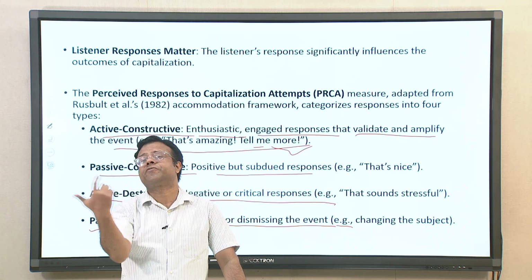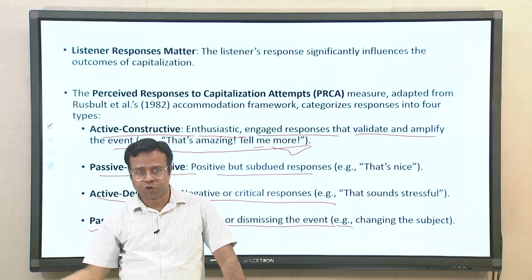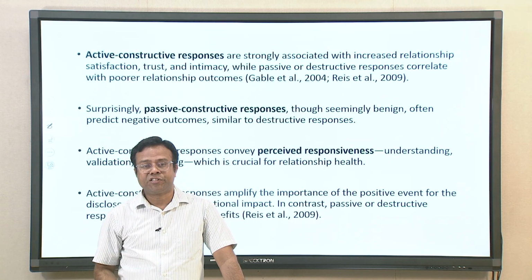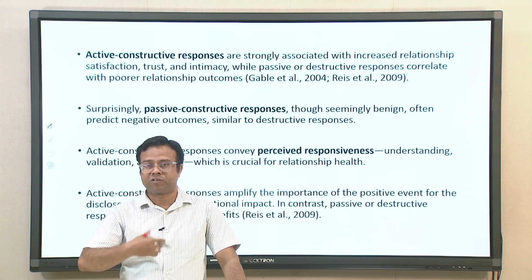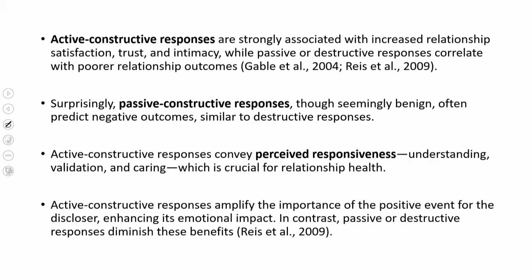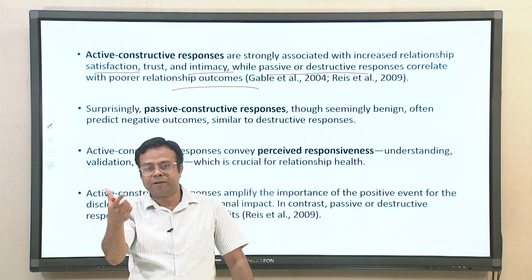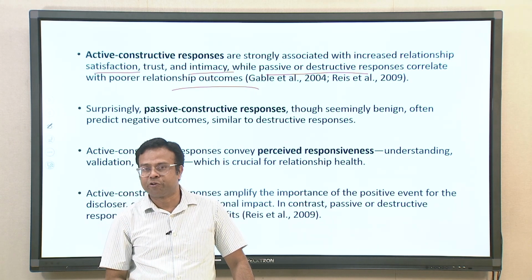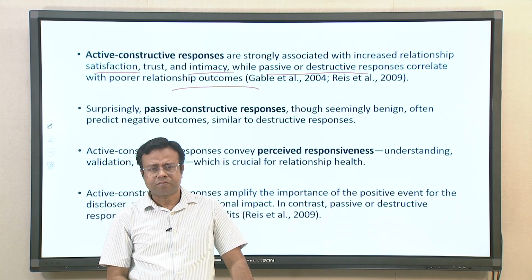Now, depending on what kind of response the other person gives, the outcome will also change. For example, research shows that active constructive response, where the person is enthusiastically listening and engaging with you, is most strongly associated with increased relationship satisfaction, trust and intimacy, while passive or destructive responses correlate with poorer relationships. Passive means you are not really enthusiastic about it, and destructive means you are just opposing it. In those cases, obviously the relationship outcomes are not going to be positive.